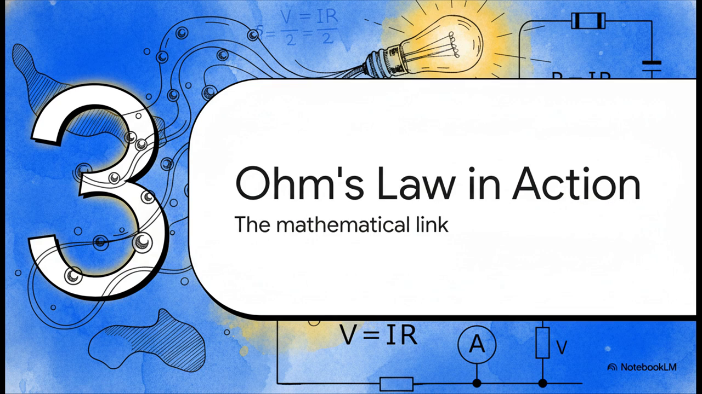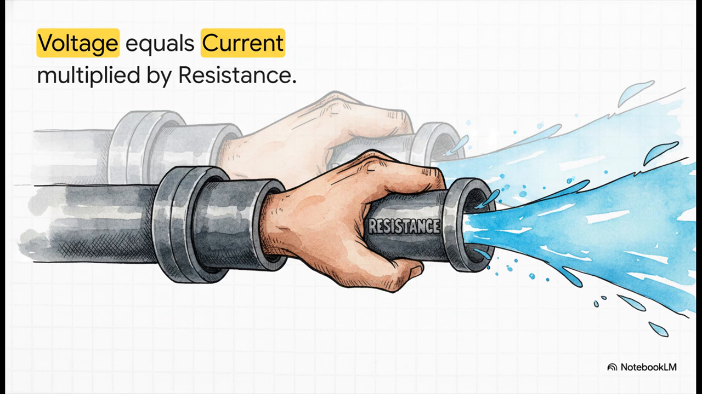All right, part 3, Ohm's law in action. Let's see how they mathematically link together. Way back in 1826, a German scientist named George Simon Ohm discovered the golden rule of electrical circuits. He realized that, assuming the temperature stays constant, the current flowing through a wire is perfectly, directly proportional to the voltage applied across it. This gives us the legendary equation, V equals I times R, or voltage equals current multiplied by resistance. It's wonderfully simple.